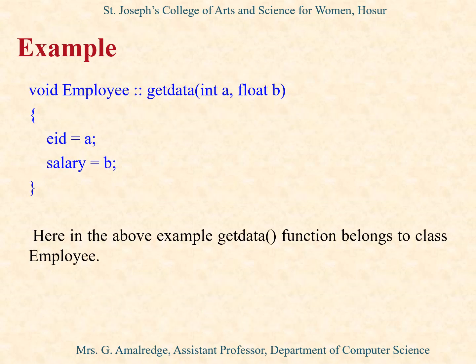And this is the example for defining a member function outside the class. So here we are using the return type as void, the class name is employee, then the scope resolution operator, the function name is getData, and the parameters are A and B. In the function body, we are assigning the value of A to EID and B to salary. So in this example we are telling that the getData function belongs to the class employee.